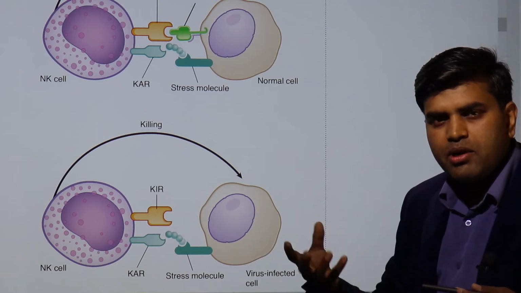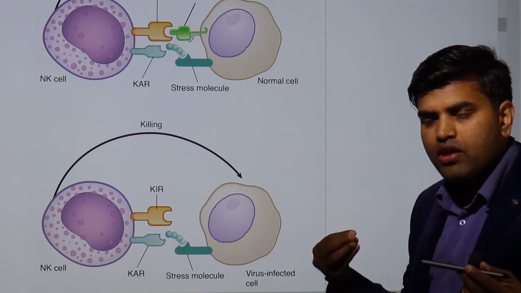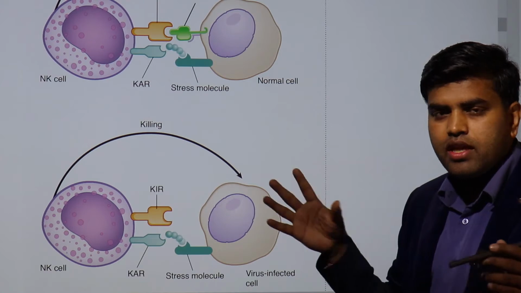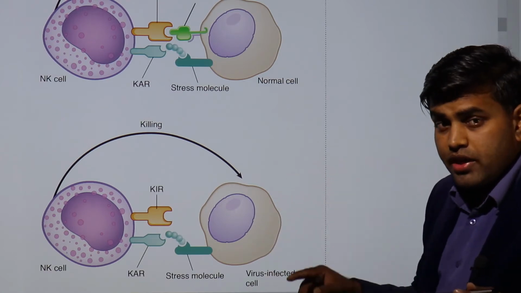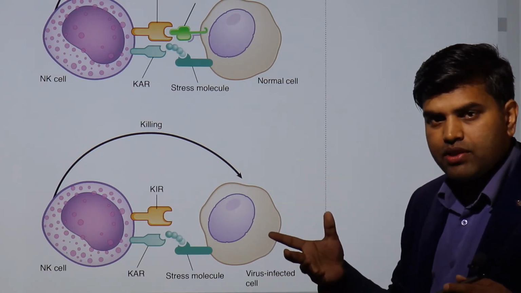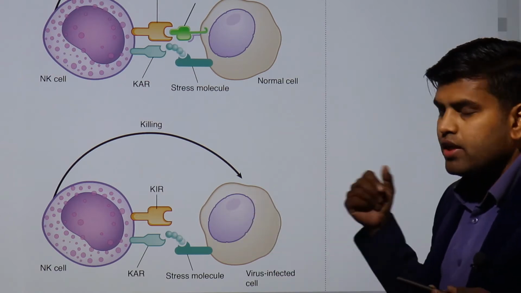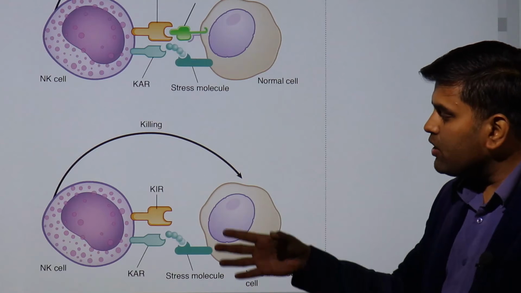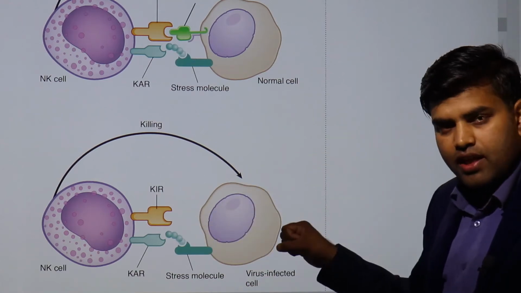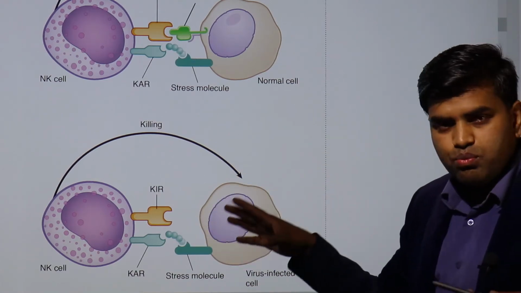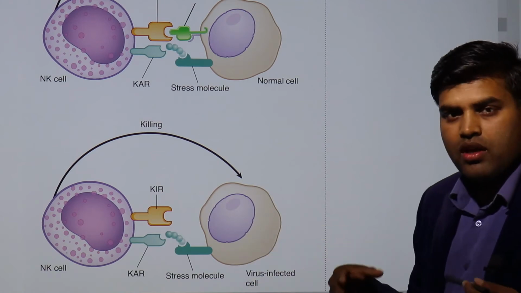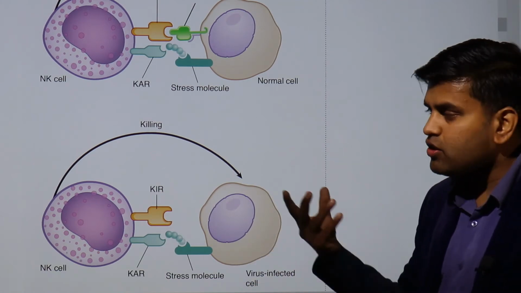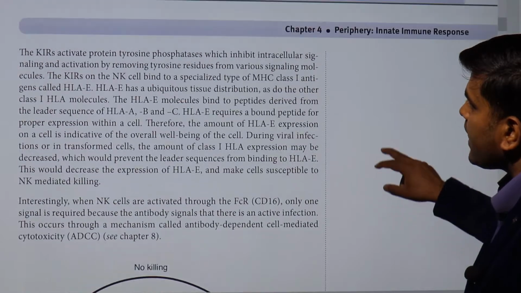You can remember it like a dog. When the dog in your house sees familiar faces, it is happy and does not bite anyone. But if it finds unfamiliar, new faces, then it will bite those new people. Similarly, the NK cell will kill a cell if it finds a new protein or new stressor molecule on the cell surface. This is the way the NK cell acts.